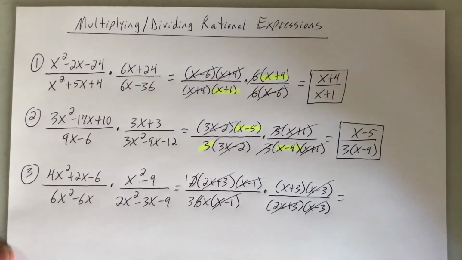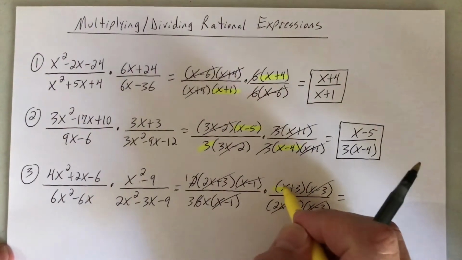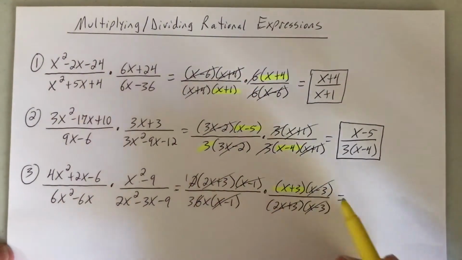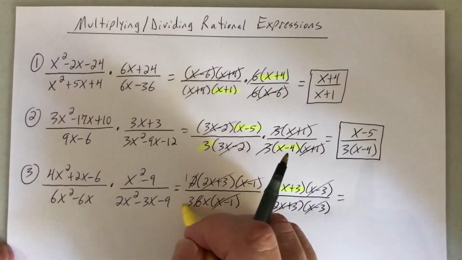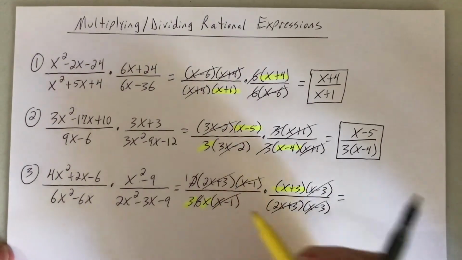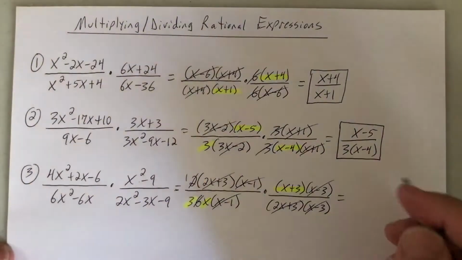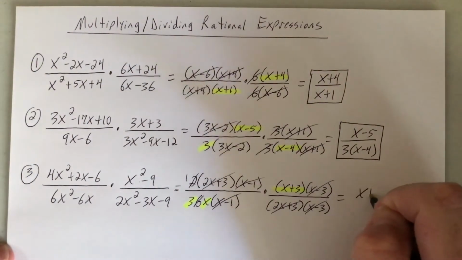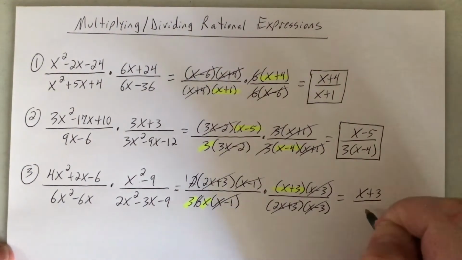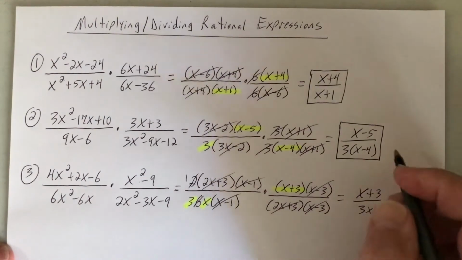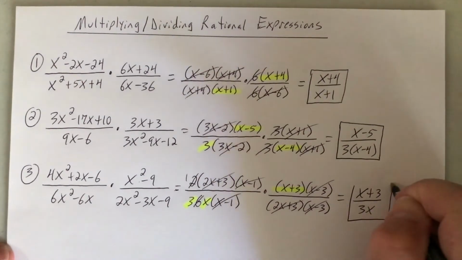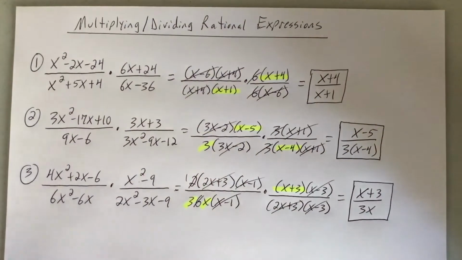So what I have left then is the x plus 3. I don't need to put the 1 in front because we know it's there. And then I have the 3. And then I have the x, because the 2 over the 6 reduced to 1/3. So then my answer is going to be x plus 3 over 3x. And that one is finished. All right, so let's go ahead and take a look at some of the division problems.